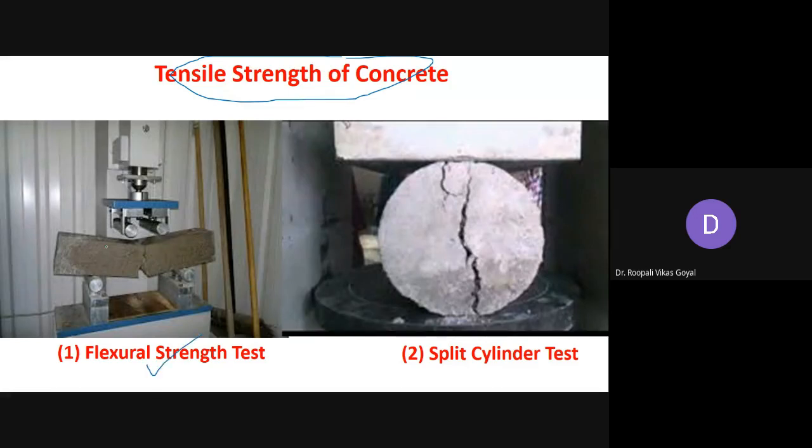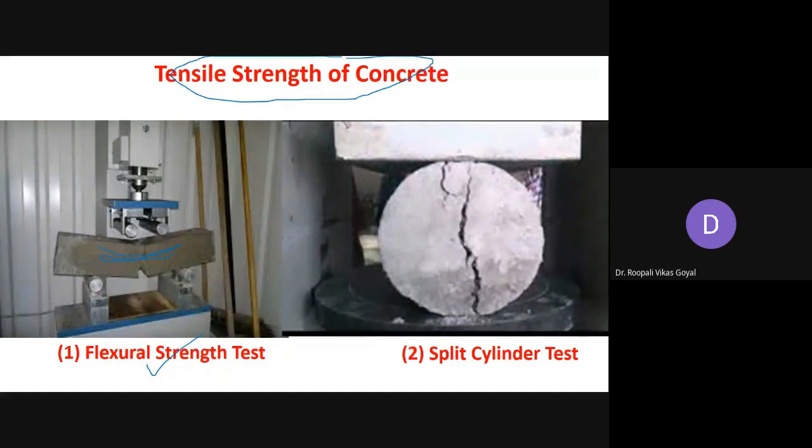Whenever a specimen like a beam is subjected to a bending load, it will try to bend. At the top portion, generally compression would be developed, and at the bottom, tension would be developed. So indirectly, in bending, whatever modulus of rupture we find, we use that to find out the flexural strength of concrete. Okay, and next is the split cylinder test.